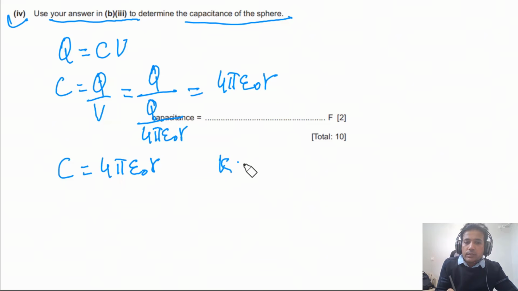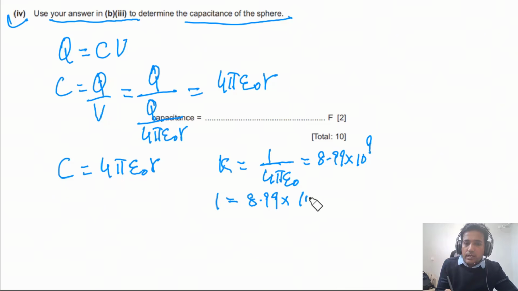But we also need to understand that K is equal to 1 over 4 pi epsilon naught, and the value of K is 8.99 times 10 to the 9. So from here we can say that 1 is equal to 8.99 times 10 to the 9 times 4 pi epsilon naught. So 4 pi epsilon naught is equal to 1 over 8.99 times 10 to the 9.